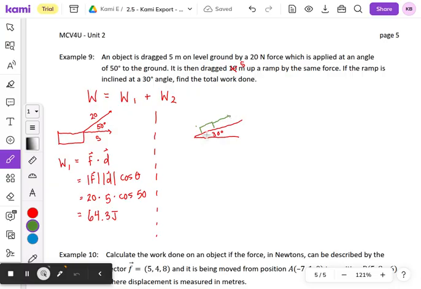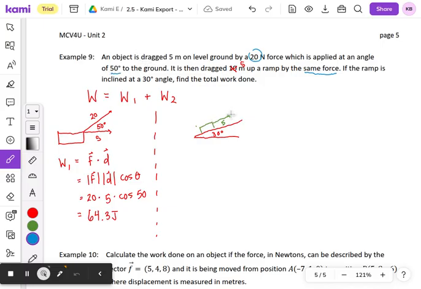Okay, so that's why I changed this to 5, because I want to move the same distance, and I want you guys to think about what's going to happen. Now, it says here that the force remains the same. So that means it's still 20 newtons, but more importantly, it's still 50 degrees to the ground.